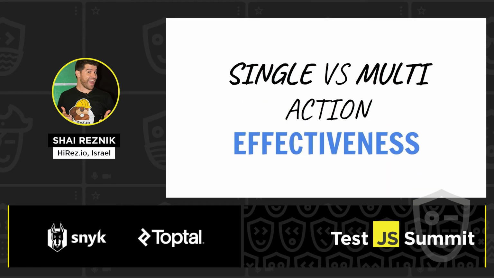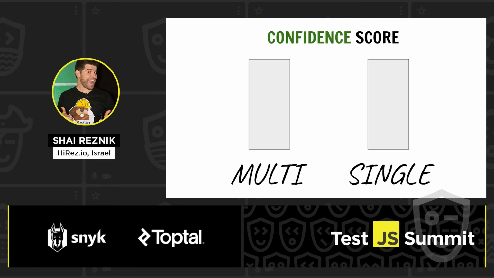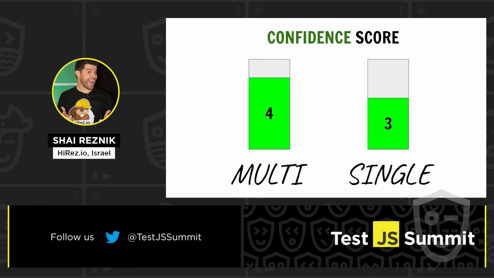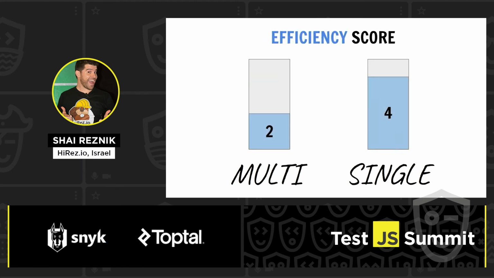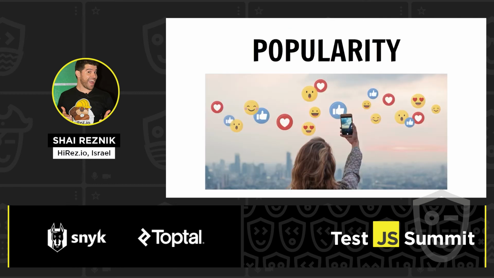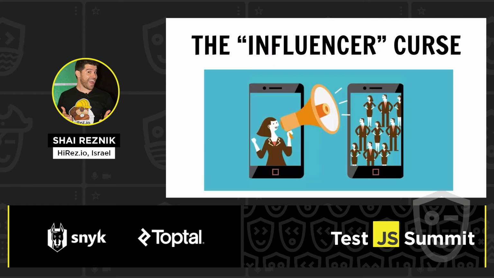Okay, so let's judge the effectiveness of single versus multi-action tests. In the confidence score, multi-action tests score higher. It's a relative score, it's not scientific, just relative to each other, because the more you test in one test, the more confidence you get that you have fewer side effects. But in terms of efficiency, multi-action tests are much less effective than single-action tests. Why? Because of popularity, or what I call the influencer curse.